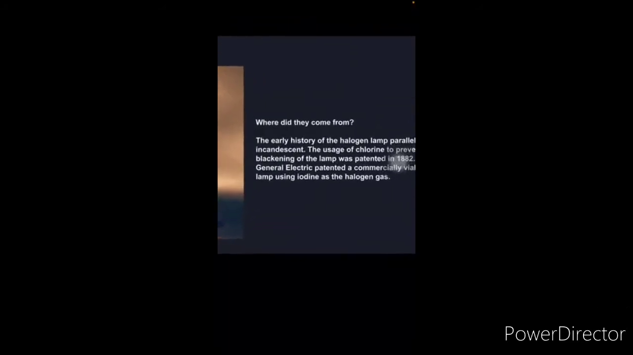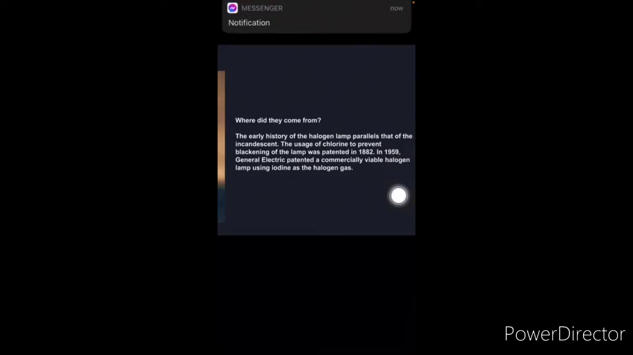Where did they come from? The early story of the halogen lamp parallels that of the incandescent. The usage of chlorine to prevent blackening of the lamp was patented in 1882. In 1959, General Electric patented a commercially viable halogen lamp using iodine as the halogen gas.